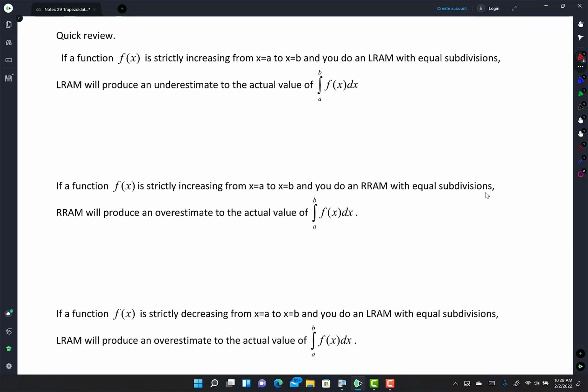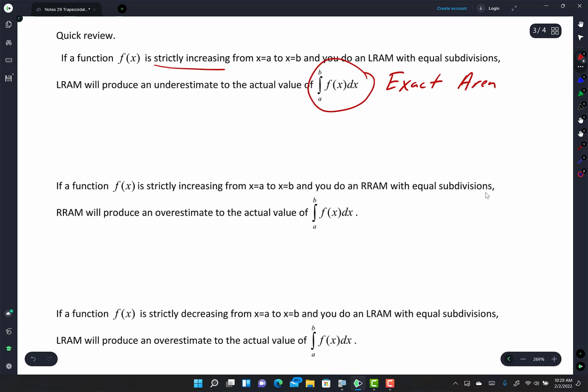If a function f of x is strictly increasing, so underline that, from a to b, and you do an LRAM with equal subdivisions, LRAM will produce an underestimate of the actual value. This is exact, so underline this, or circle that, and put that means exact area. All right, let's do a strictly increasing graph. Let's do concave up and concave down. Concave up, and then concave down. I'll do it over here.